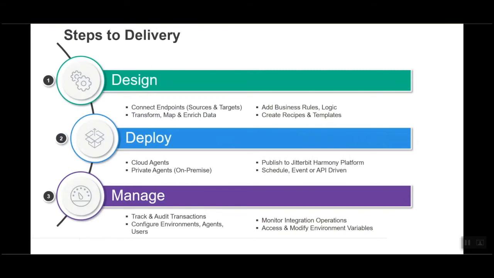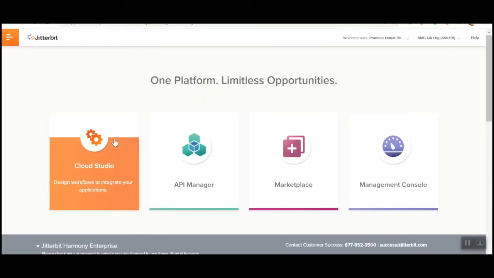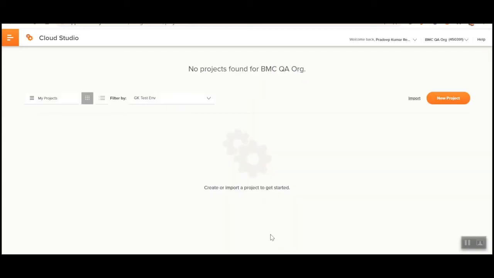Jira Harmony portal provides Cloud Studio for designing your integrations, agents like cloud agents or private agents for deploying, and management console for monitoring and managing your integration. Cloud Studio is a project design application on Jira Harmony that allows multiple team members to collaborate on integration projects simultaneously. An integration template is often referred to as a project in Cloud Studio.